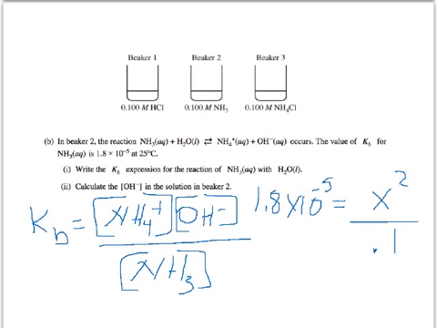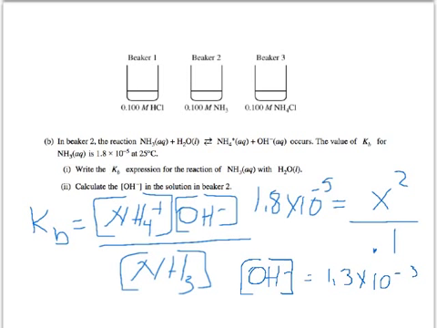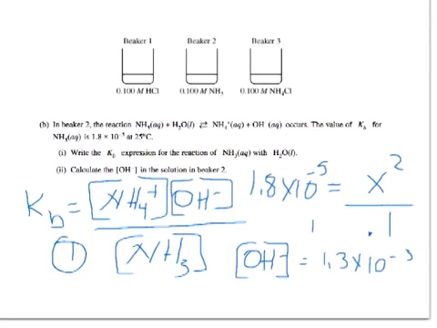Then we'll take the square root of both sides. Okay, and when we do that, we're going to get that the OH concentration is equal to 1.3 times 10 to the negative 3rd. So in terms of the grading and the way that part works, let's see. So the expression would be a point, and this would be a point as well.